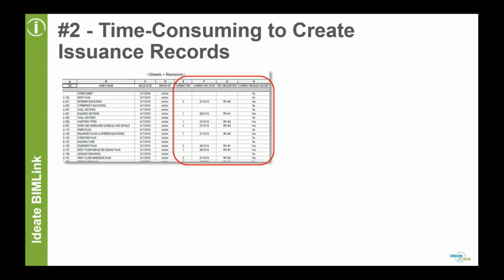And the problem that we're tackling is that, as you probably all know, it's very time consuming to create issuance records. And what I'm showing here is a sheet schedule within the Revit context. And what you know is that you can list the current revision for every sheet and the description and whether it's been issued or not. So that's what we're showing, and that's what's possible in Revit.